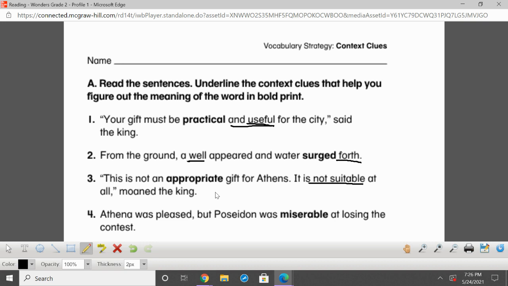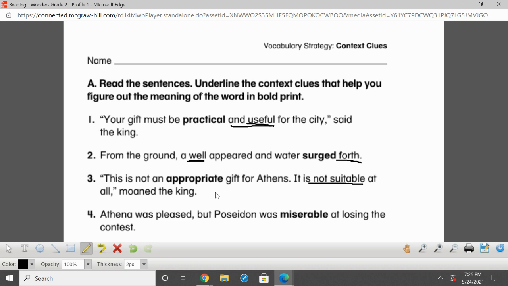So I want you to think, what clues do we have in here that help tell us what miserable means? So I want you to go ahead. You're going to get your pointing finger out and pretend underline the context clues that help tell us what the word miserable means. So go ahead and pause me and do that so you can practice. All right, so you should have underlined a couple things.